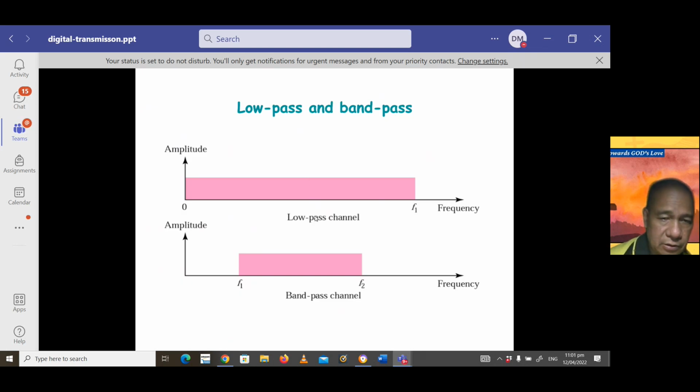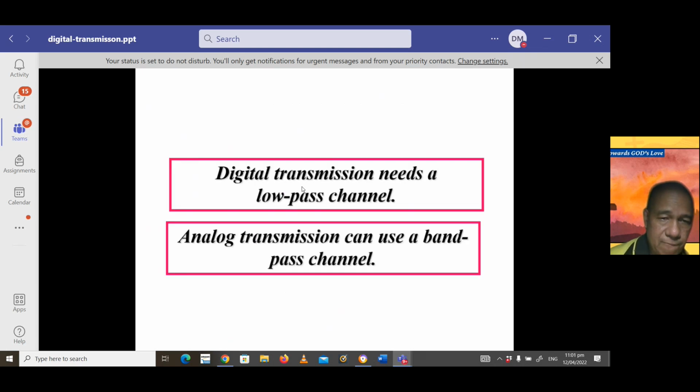Now we all know this, the low pass and the band pass, because it has a role in digital and analog as well. So in digital transmission, low pass filter, low pass channel. But in analog, especially in station to station, we have the band pass.